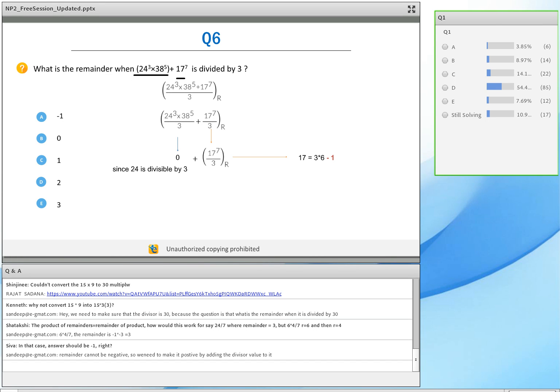Let's look at this over here. Now, we use the concept of negative remainders. We say 17 is 3 times 6 minus 1. 3 times 6 is completely divisible by 3. You can also express it as 3 times 5 plus 2, but that's not what I would recommend you do. So we get the remainder as minus 1 to the power 7, which is minus 1 because it's an odd power of 7. And you know a remainder can't be negative, so you add the divisor to it, and you get the answer as 2, which is choice D.